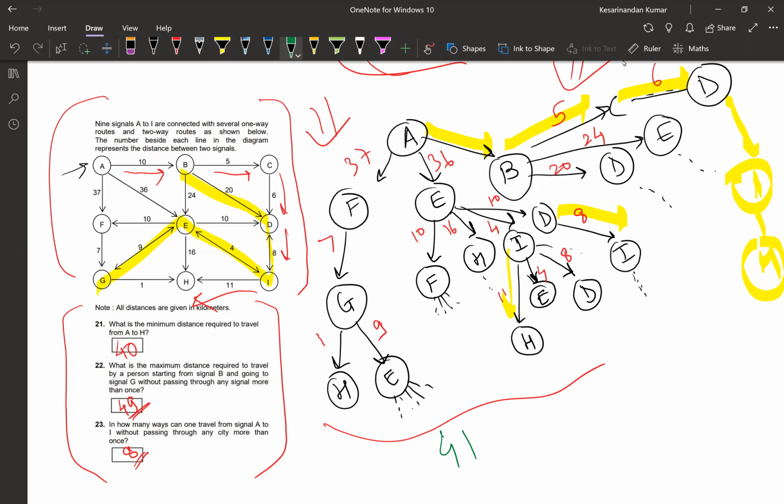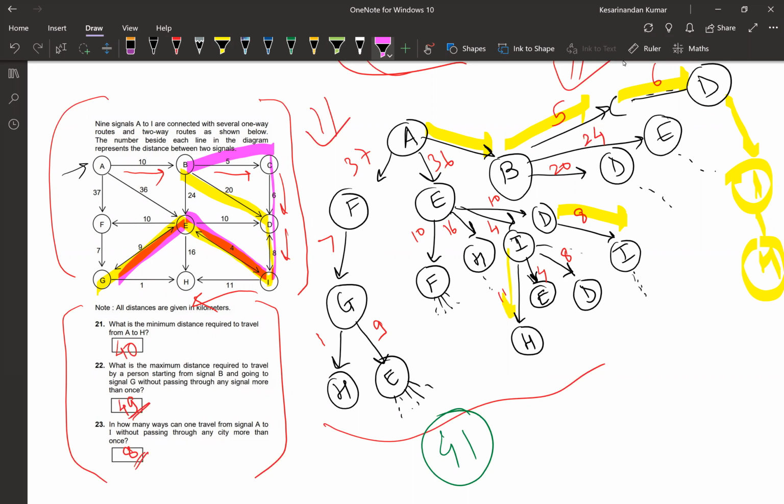Kesari, even the way is B, E, F, G, also 41. Okay. Yeah, same approach. No, I followed B, C, D, one second. Can you repeat? B, C, C to D, okay, then I, okay, then E, okay, then G. And you got how much? 32. 32. Okay.